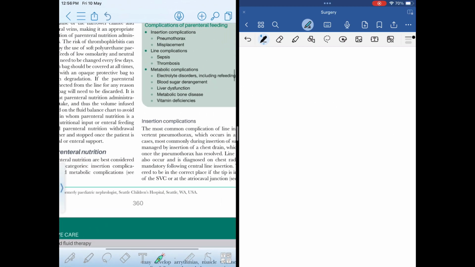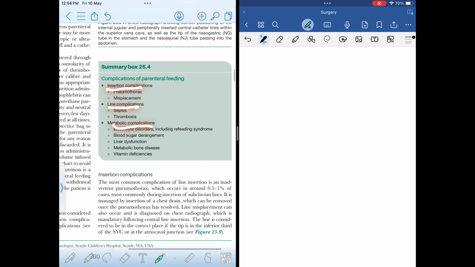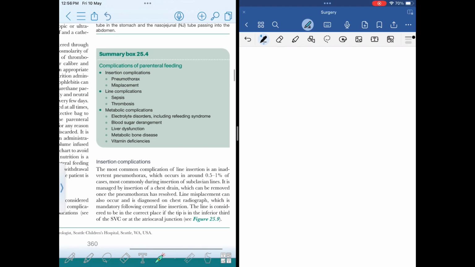So what are the complications of parenteral nutrition? We have to consider insertion complications, line complications and metabolic complications. So in insertion complications, what do we have? We have pneumothorax. We have misplacement. So pneumothorax is one of the insertion complications. This is most common during insertion of subclavian lines, as I said earlier. Now line misplacement can also occur.